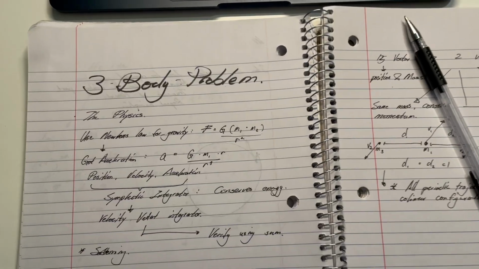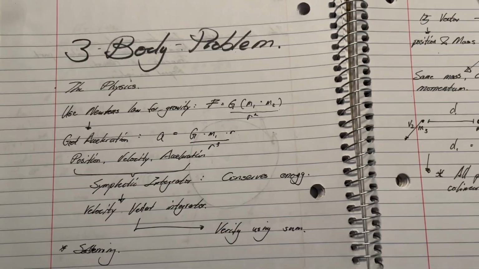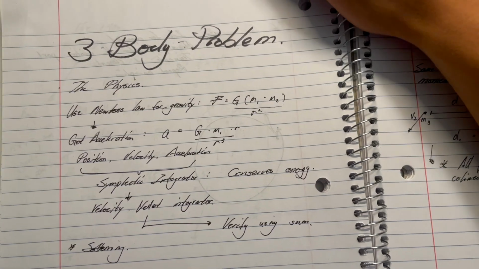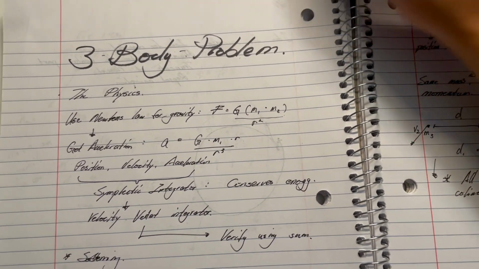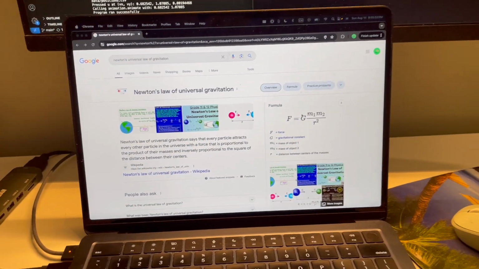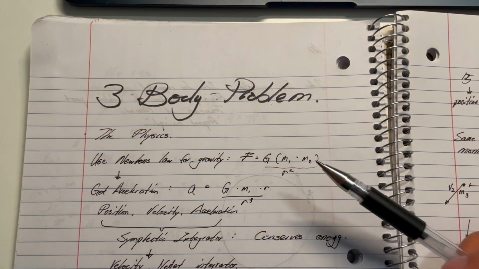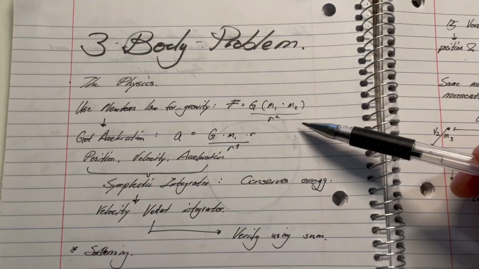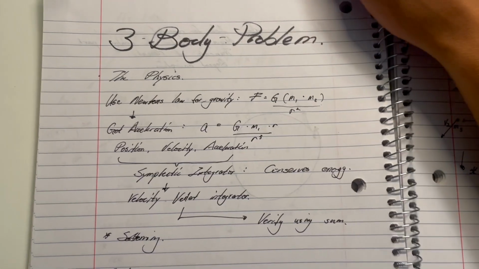Let's begin. So let's start with the physics first. All of the things in this simulation are covered with Newton's universal law of gravitation. I just searched it up here. Very ubiquitous. It's the same one I've written down here. And we're going to use that to get the acceleration for each of the planets or bodies.